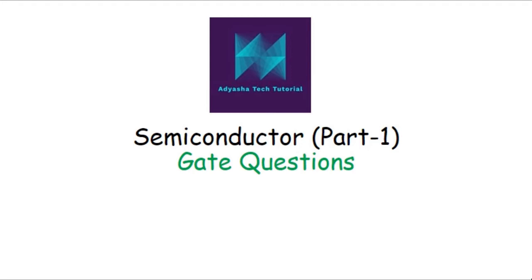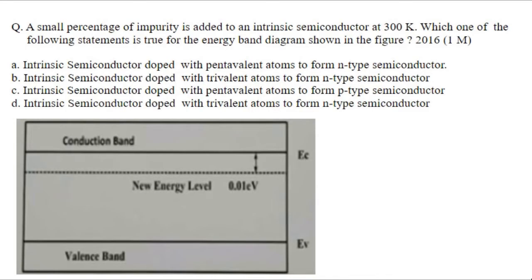So in this video we are going to discuss the semiconductor part 1 GATE questions. So let's begin. This question came in EC 2016 for 1 mark. What is given here is a small percentage of impurity is added to an intrinsic semiconductor at room temperature, that is 300 Kelvin. Which one of the following statements is true for the energy band diagram shown in the figure? So this is the energy band diagram given.